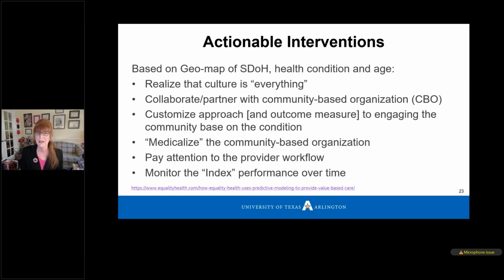So in the details of it, for the Geo Map of what I'm talking about here, realizing that culture is everything, as has been said by some of those working in this area of social determinants, you partner with the community. It's called your CBO, and having that very active in where you reach.